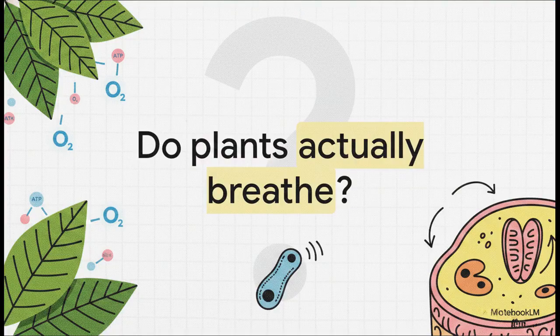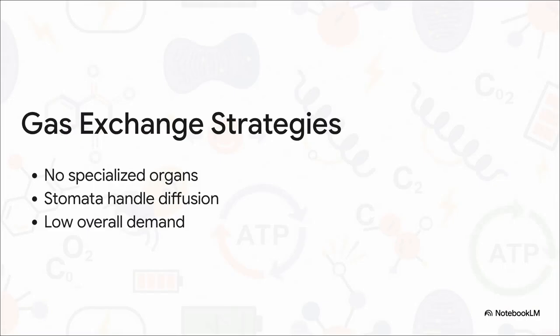All right, here's a classic trick question you'll almost certainly see on your exams. Do plants, which famously produce oxygen during photosynthesis, actually need to breathe it in? Well, the short answer is yes, absolutely. Every single living cell requires respiration to survive. That means they need a steady supply of oxygen to break down their food and a way to expel carbon dioxide. But how exactly do they do it without lungs or gills?